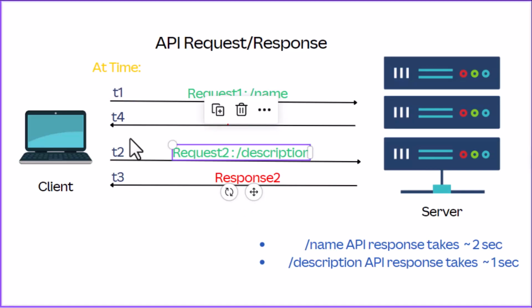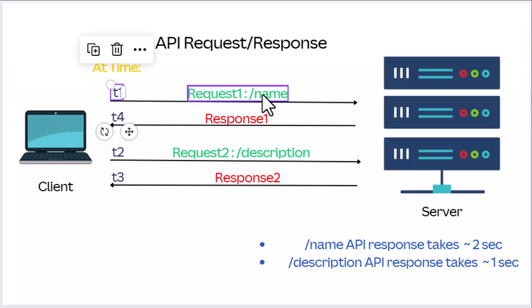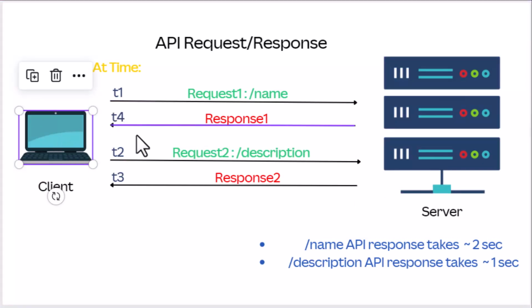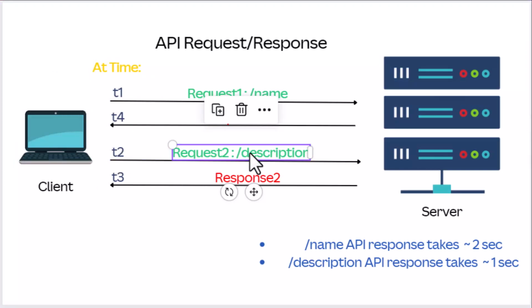Now let us see the asynchronous behavior of JavaScript. Because JavaScript waits for none, and due to the asynchronous behavior, if not properly handled, this is how it will work. The client at time T1 will send this request /name. It will reach the server, and because it takes around 2 seconds to process, the server will not provide the response instantly, right? So now JavaScript will not wait for the response. It will rather move to the next command at time T2 and fire the /description API call.